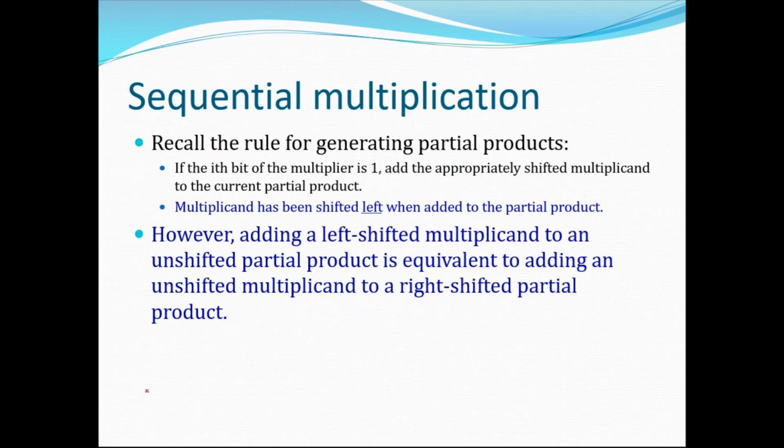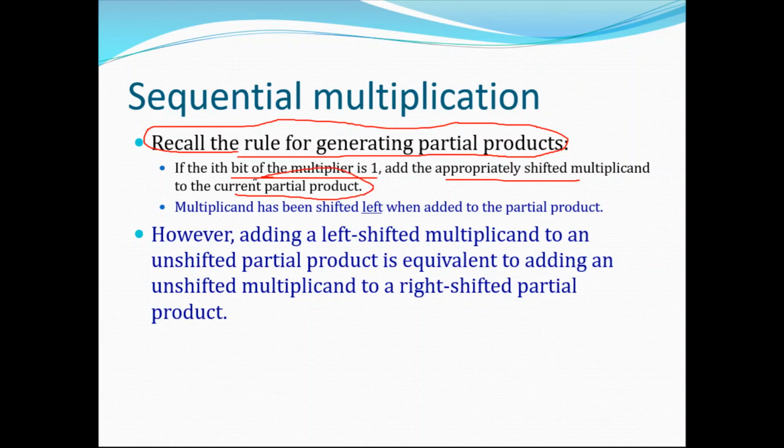So in this technique, from the previous technique, we are going to infer some wisdom. It's really a wisdom. You can see here. So recall the rule for generating the partial products. What is the rule for generating partial product? From the previous understanding, if the ith bit of the multiplier is 1, then shift the multiplicand to the left by I times, and add it with the partial product. This is the rule.